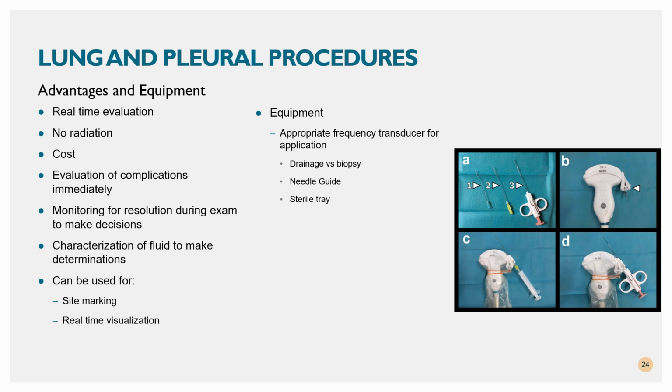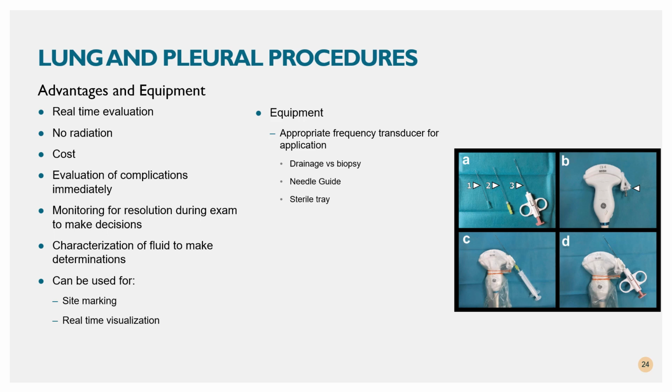So if you were to rupture a vessel or nick a vessel and have a bleed, we would be able to find that immediately so you could address it before it becomes a big problem, if possible. It also allows monitoring for resolution during the exam to help make decisions. So maybe you want to drain a pleural effusion, you want to see how much fluid was removed. Typically in CT, you'd have to do a whole other CT to reevaluate, whereas here you just have the ultrasound transducer on that patient and you can see how much fluid you've removed and know when you want to stop.